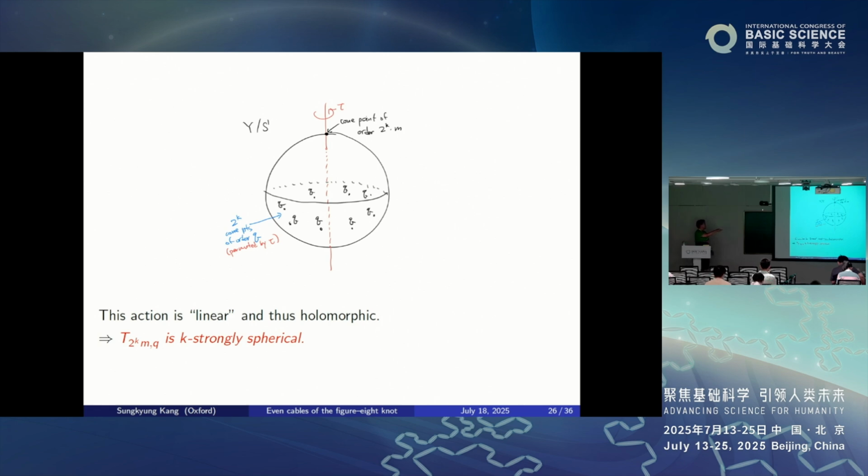It looks like this. This is the quotient orbifold. You have a cone point of order 2^k times m, and you have 2^k cone points of order q, and they will be permuted by this deck transformation. The action is obviously holomorphic here, and near this singularity, the action is linear, and therefore it's also holomorphic. And therefore your torus knot is now proven to be strongly spherical.